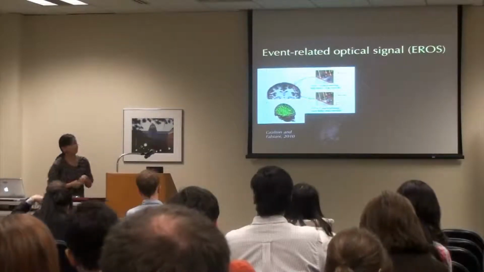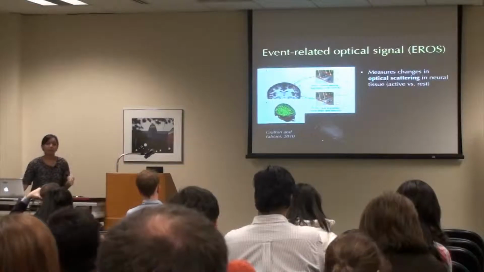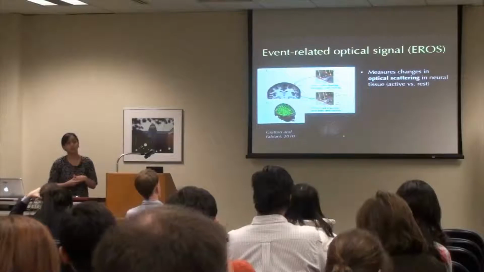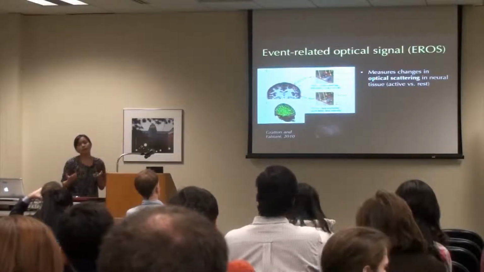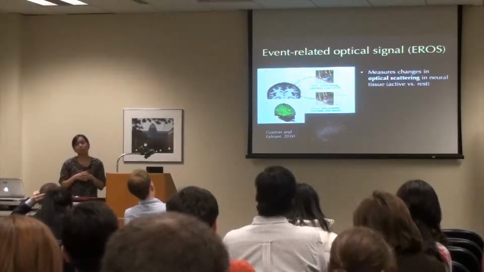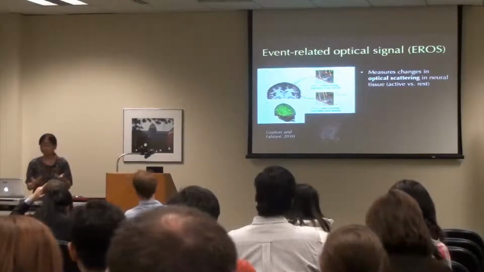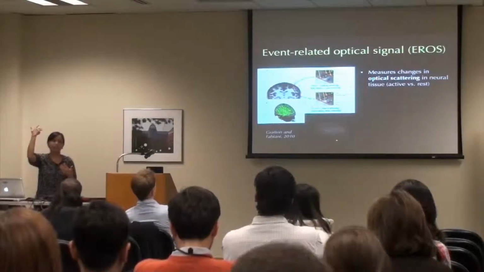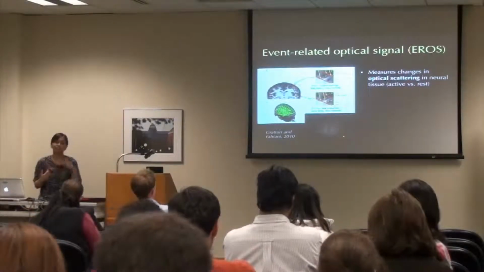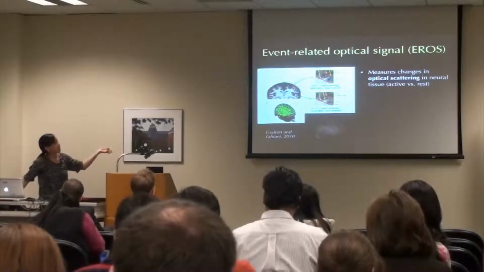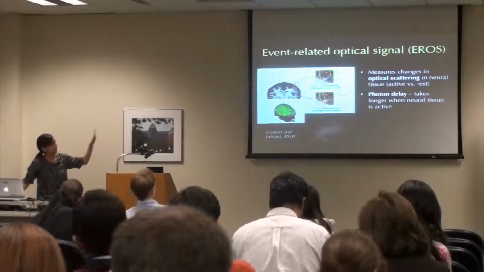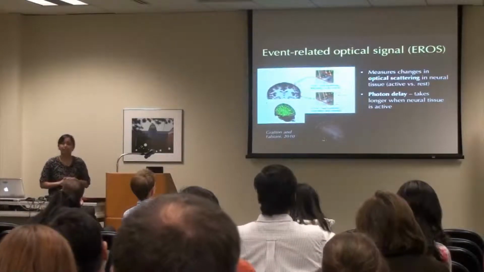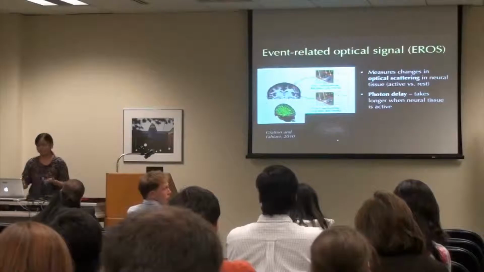So the main idea behind EROS is that it measures the changes in optical scattering of neural tissue. So we know that there's a difference in the optical properties of neural tissue when it's active versus when it's not. When it's active, it becomes more transparent, so more light is able to travel down the cortex, and it takes longer for it to come back out. So our main measure for optical imaging in terms of EROS is photon delay, where we compare how long it takes light to come back out in one condition versus another.